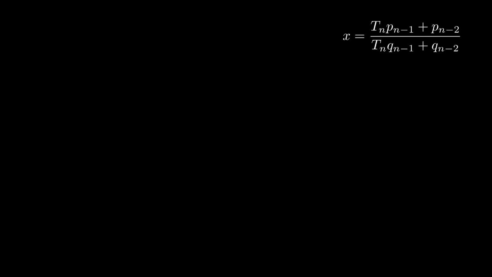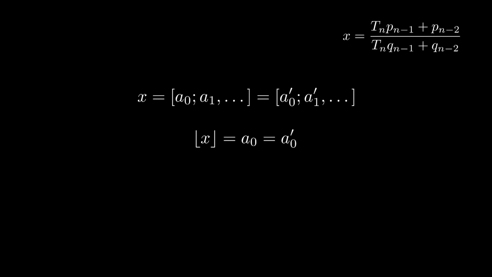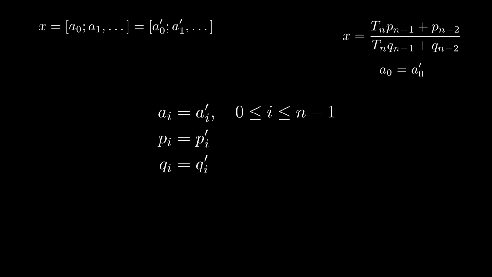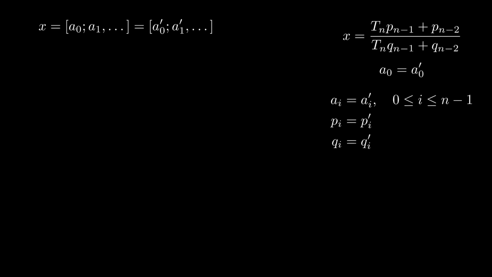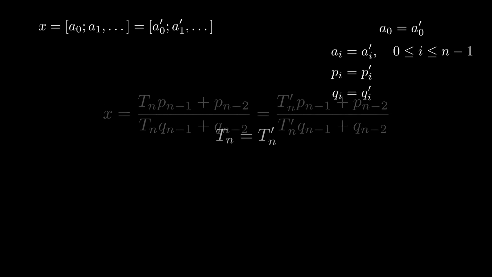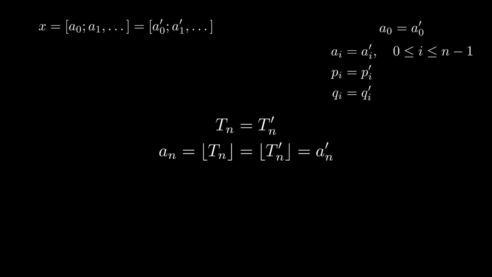Now, to prove the theorem, we'll use strong induction. Suppose that x has two continued fraction representations. The base case is quite easy. We can take the floor of both of these representations, and these should give the integer part of x. So now, suppose ai equals ai prime for i up to n minus 1. If we look at the convergents, this also implies pi equals pi prime and qi equals qi prime. Then we can use the above formula and find this equality. So we find that tn equals tn prime. Taking the floor of this gives us an equals an prime, as required.